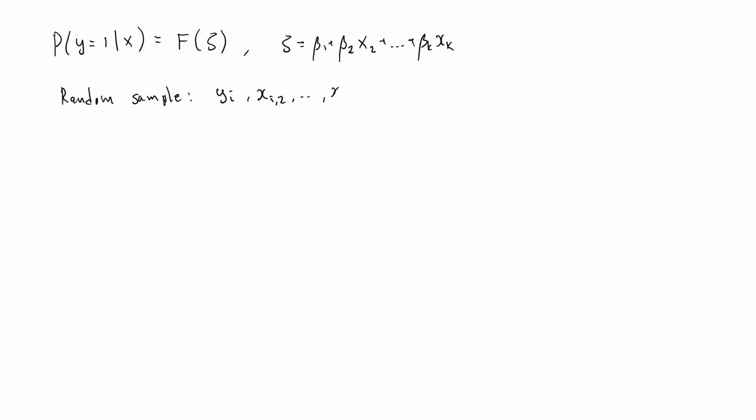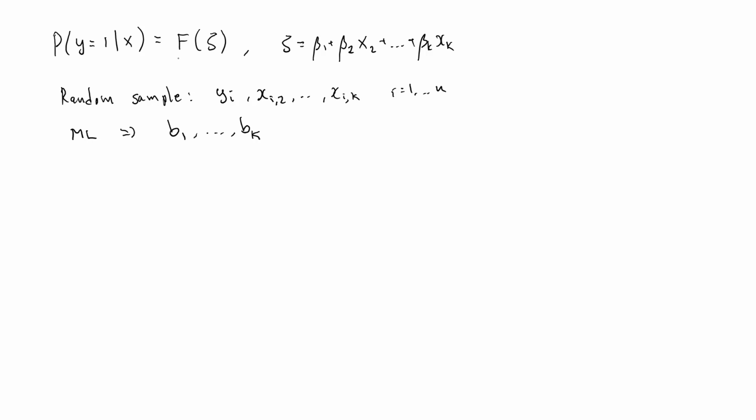So if I then have a random sample of yi, xi2 all the way to xik, observed for i equal to 1 to n observations, then I can use the maximum likelihood method to estimate the parameters beta. They will give me estimates, which I'm still going to call b1 through bk. These are not OLS estimates. We instead call them maximum likelihood estimates.